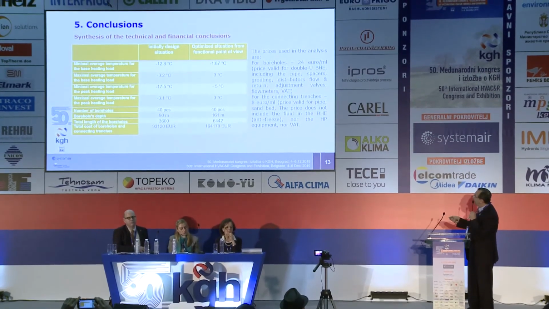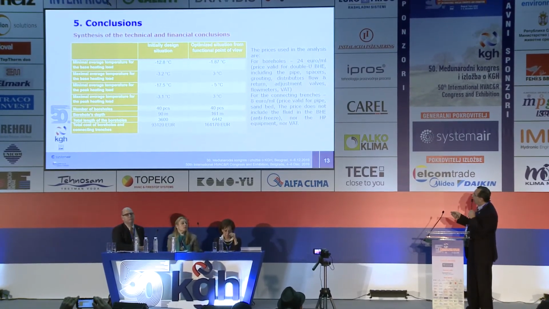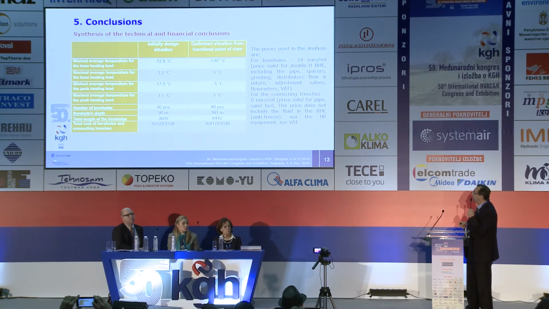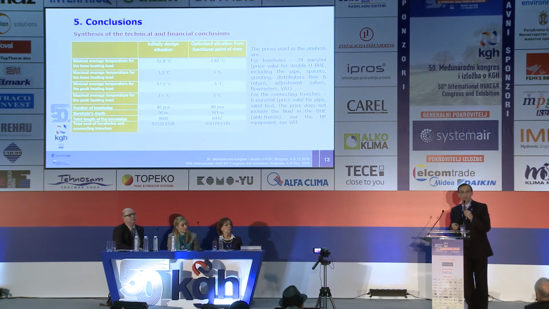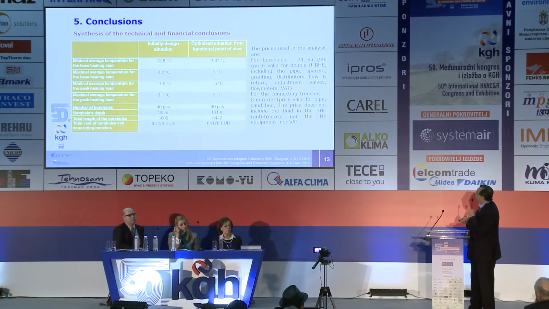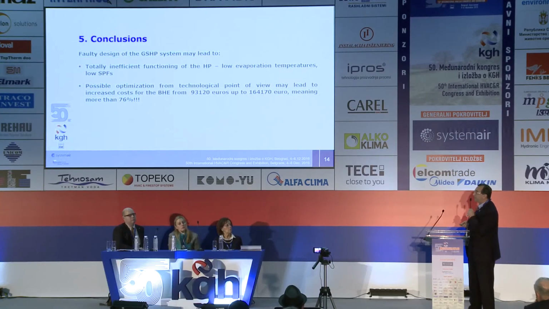In order to have a minimal temperature of minus 5 degrees Celsius for the peak heating load, we need 161 meters depth for the boreholes. That means the boreholes need to be much deeper in order to be able to cover the energy needs for the heat pump. And that means a terrible increase in the investment for drilling. So these are the final conclusions of this analysis.